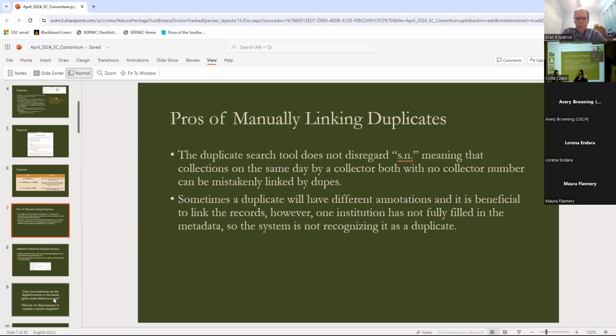Also, sometimes a duplicate will have different annotations, and it's beneficial to link the records, but one institution has not fully filled in the metadata, so it's not recognizing as a duplicate. So it doesn't matter how many times you run the duplicate matching tool, it's never going to match because that particular institution has not put in the collector number or the collection date, or it's put in a format that doesn't match. So in that case, you would have to brute force match it, and it's not even going to show up under the duplicate source. You're going to have to use the linked resource tab to match it.